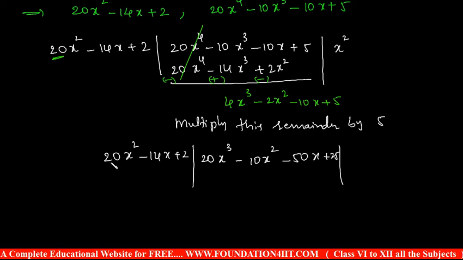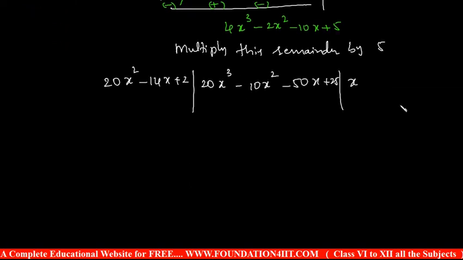Now again same, 20x square into dash is 20x cube, only x. Take this x and multiply this entire. X into 20x square is 20x cube. It's a minus 14x square. X into 2 is plus 2x. Do subtraction and do the repeated same step.